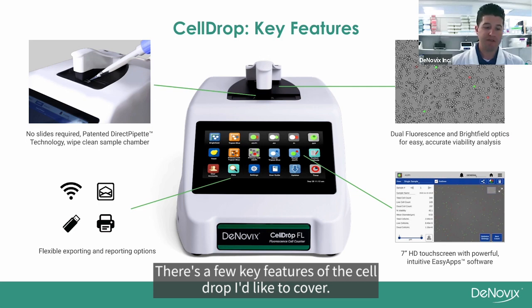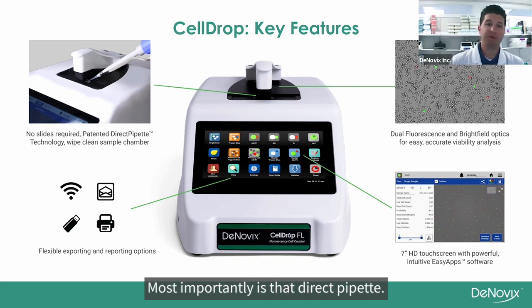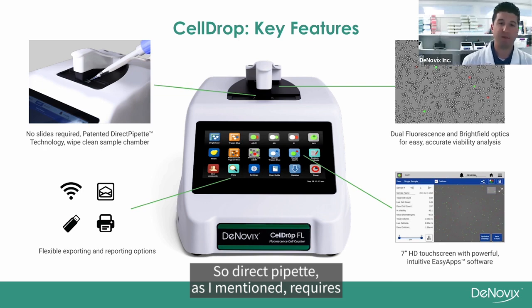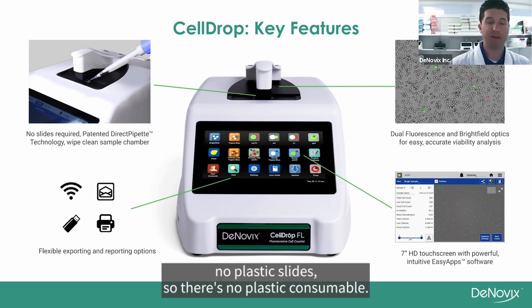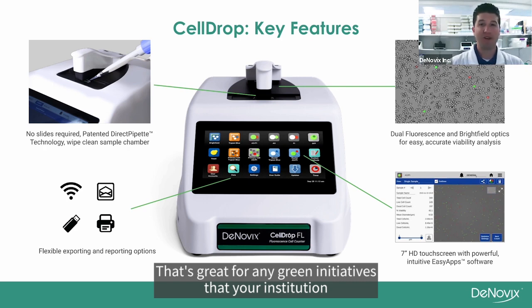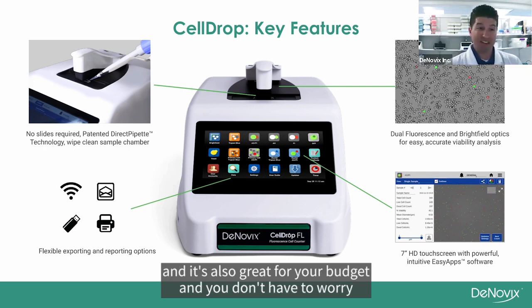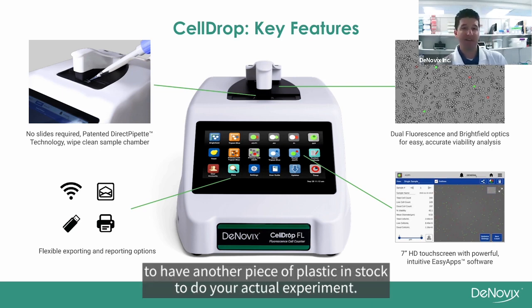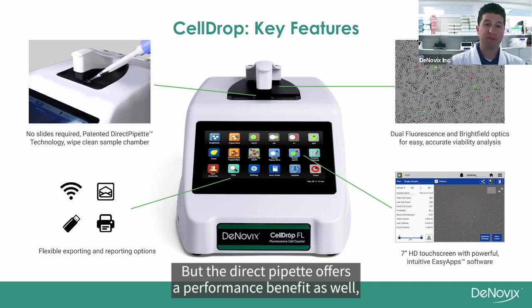There's a few key features of the Celldrop I'd like to cover. Most importantly is that direct pipette. So direct pipette, as I mentioned, requires no plastic slides, so there's no plastic consumable. That's great for any green initiatives at your institution. And it's also great for your budget, and you don't have to worry about remembering to have another piece of plastic in stock to do your actual experiment. But the direct pipette offers a performance benefit as well.